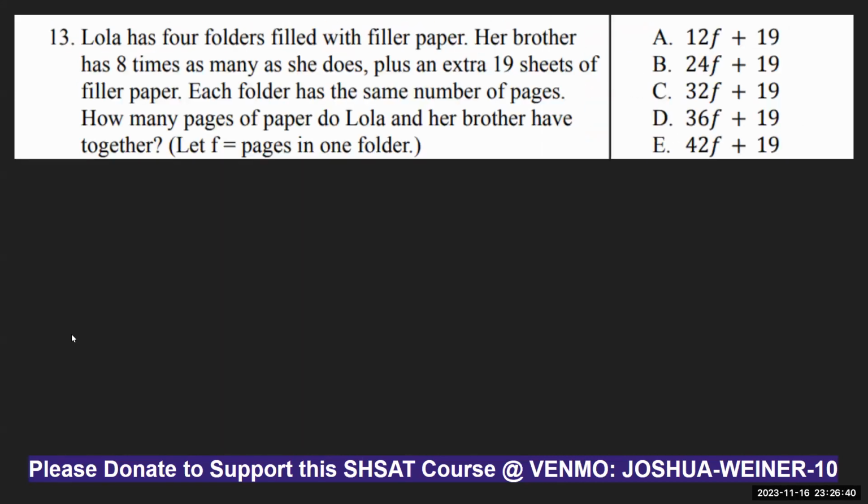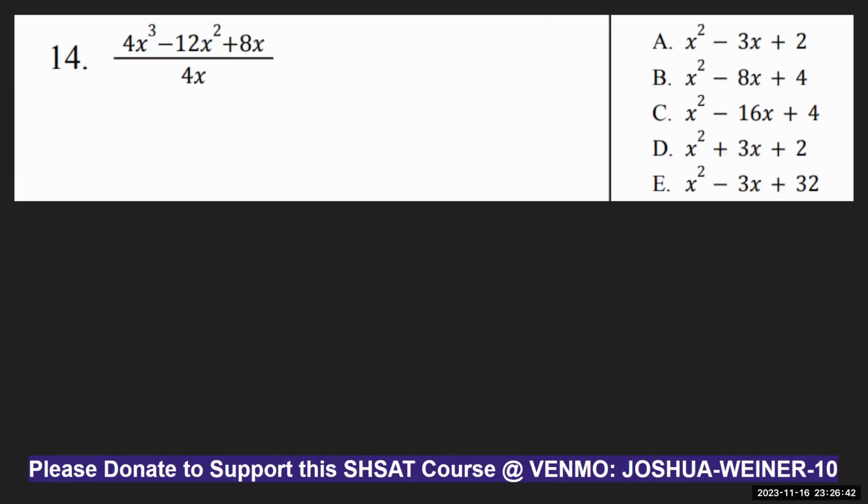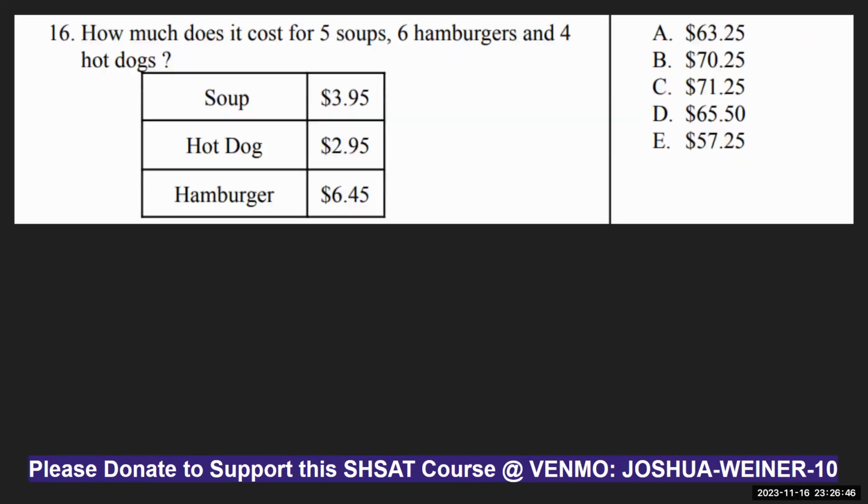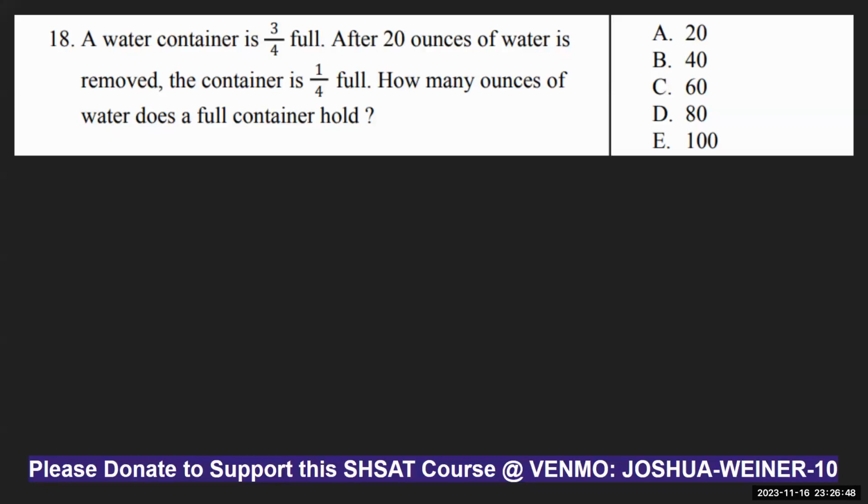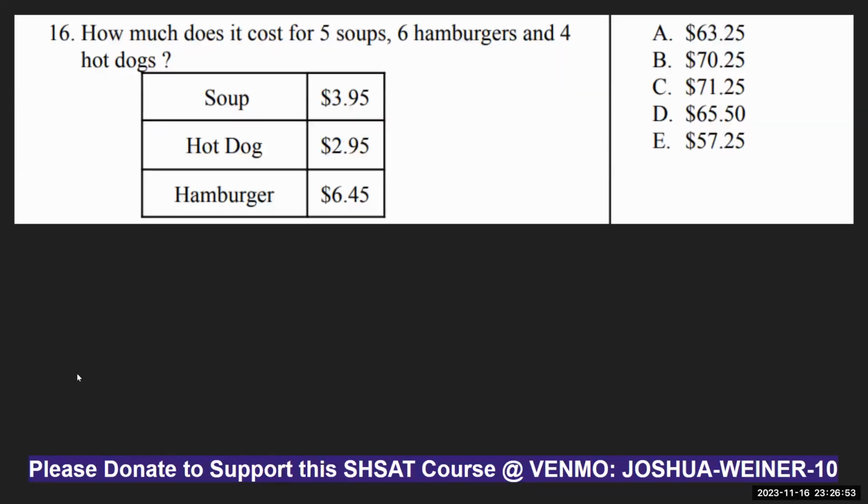Going to mid-level. 14, we said division 1. 16. Oh, break time. Or 18. Let's do the break time because there is a math shortcut for this shopping problem. How much does it cost for 5 soup, 6 hamburgers, and 4 hot dogs? Well, a soup is $4 minus 5 cents. It's $3.95.